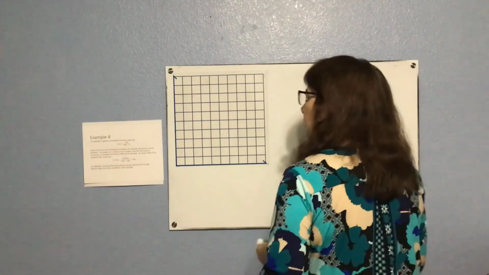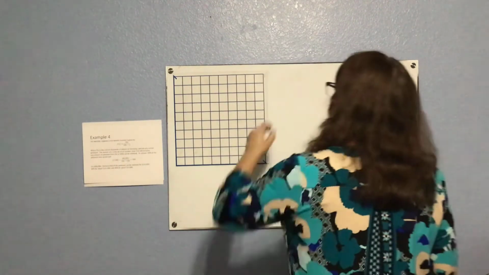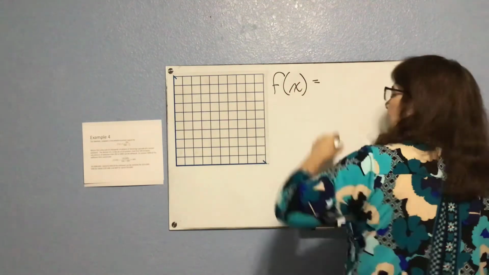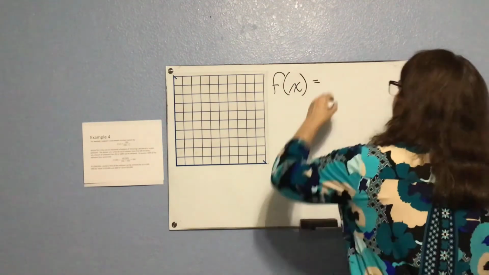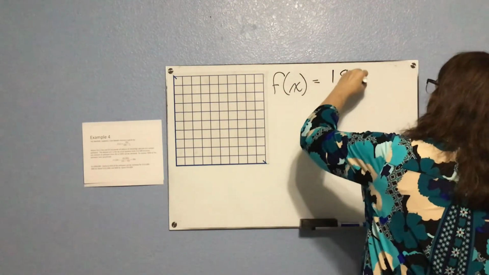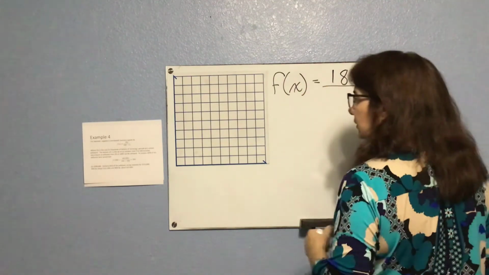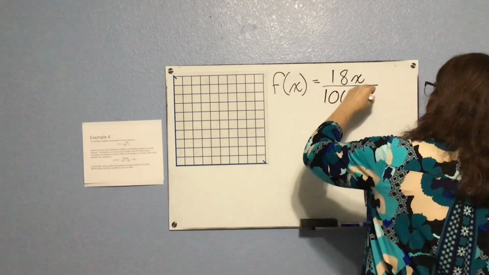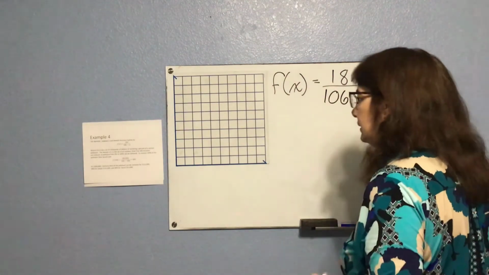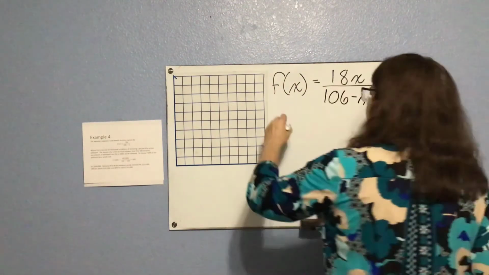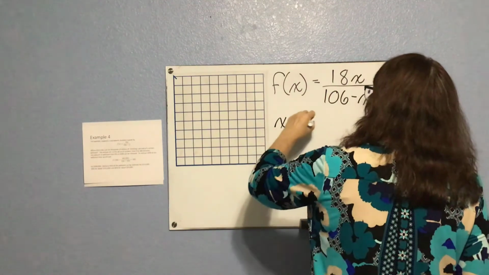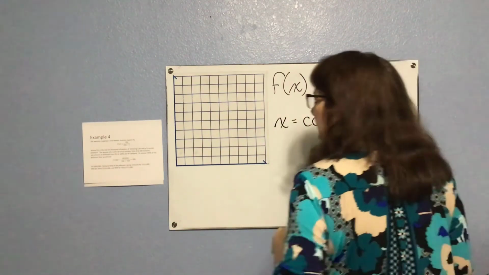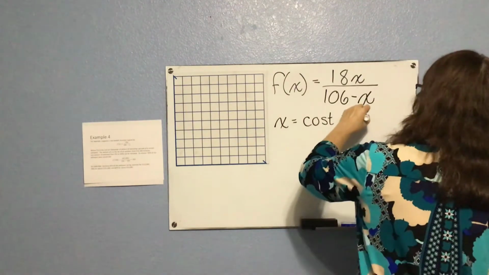So let's suppose that we have a cost-benefit function like this. F of x is equal to 18x over 106 minus x. F of x is equal to cost in thousands of dollars.